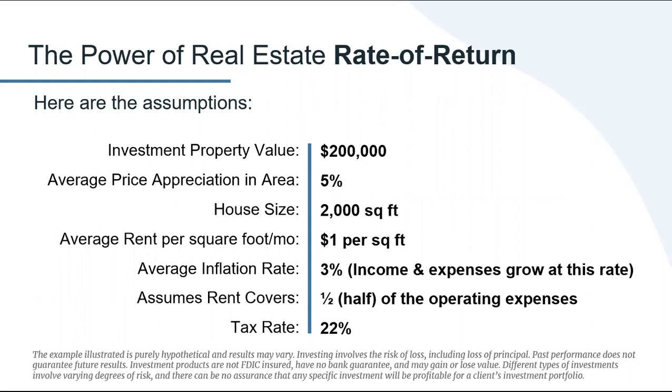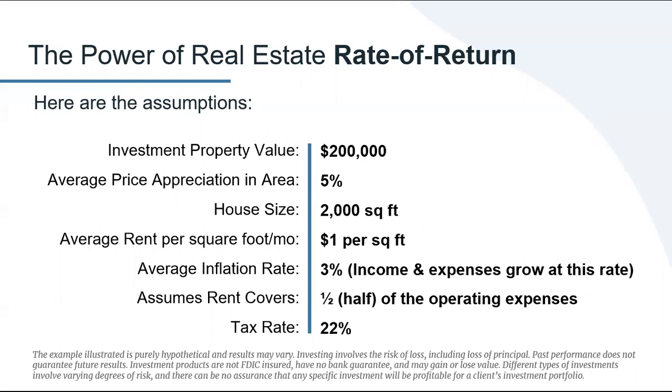So starting off with the investment property value, we're going to assume that this property is worth $200,000, and that the average price appreciation in the area is 5%. So I mentioned earlier that that national index was 6%. We're just going to assume 5%. And so that's annually increasing by 5%.